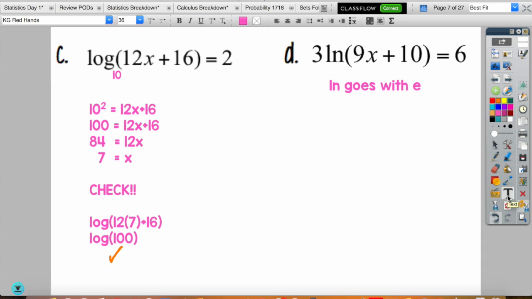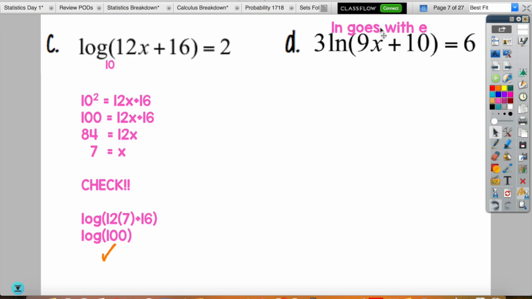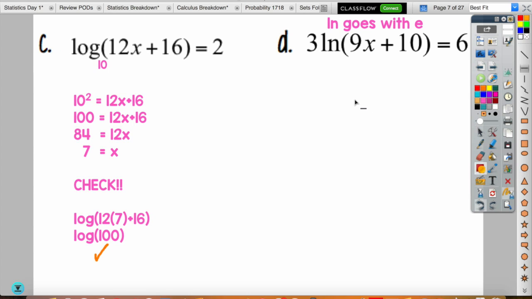So, with this one, remember, go through your steps. The first step says to isolate the log and or apply properties. Is the log by itself here? No. What is there? That's a 3. Yes, so that's a 3 times ln.